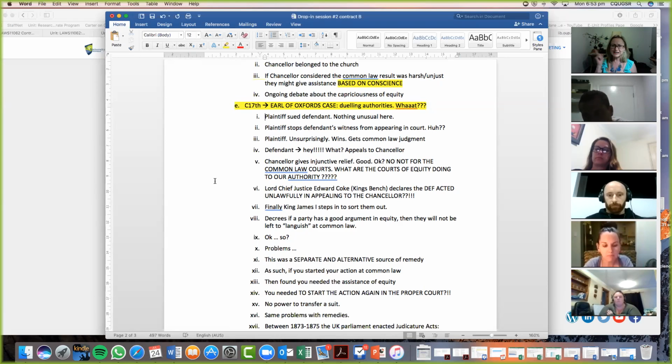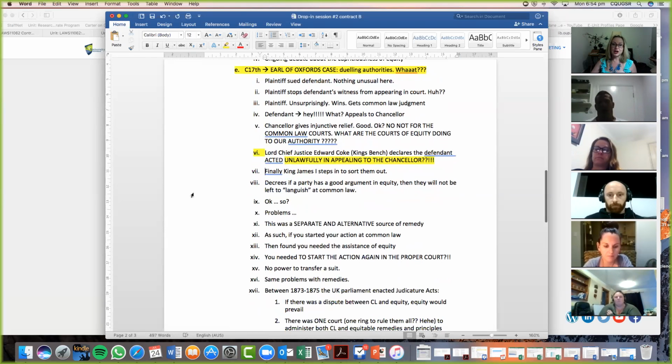courts, and there was a lot of tutting and finger waving, and eventually the Lord Chief Justice in the King's Bench says the defendant acted unlawfully in appealing to the Chancellor. So, you know, the gloves were well and truly off.